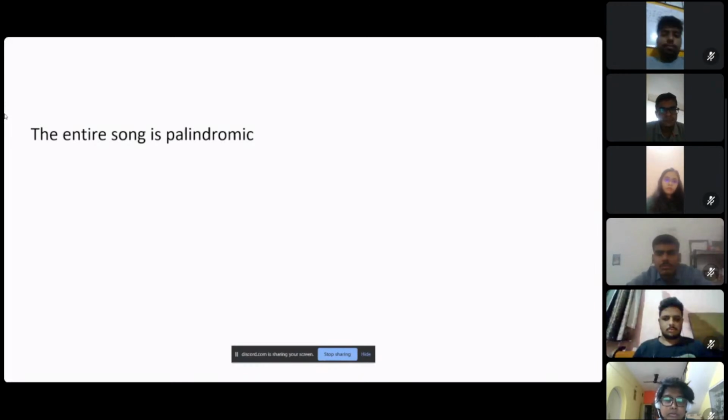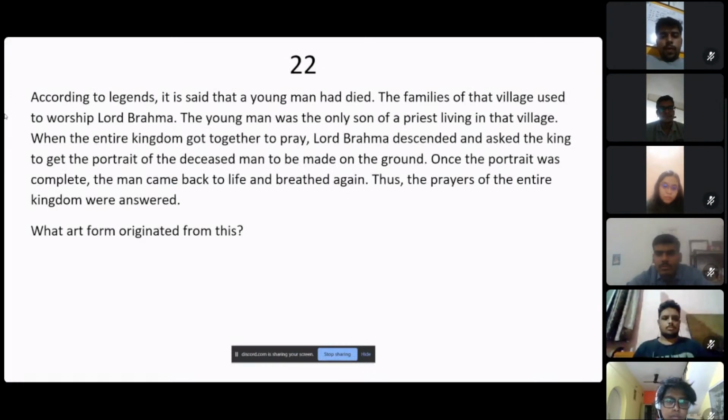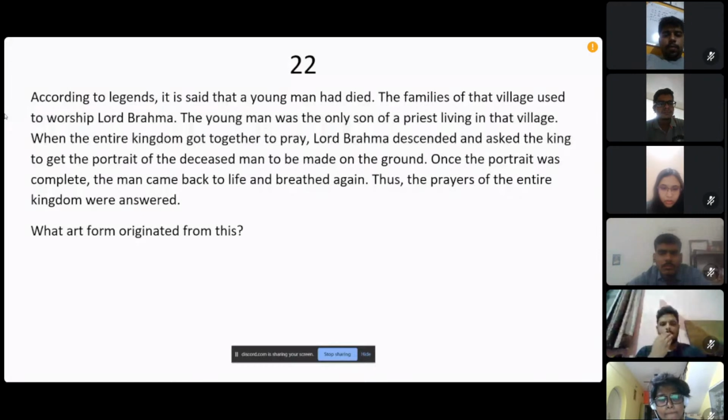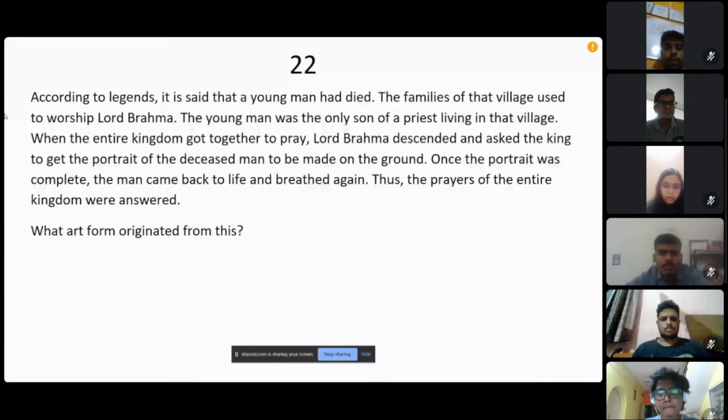P4 got the question incorrect. And the direct question is on P7. Next question, please. According to the legends, it is said that a young man had died. The families of that village used to worship Lord Brahma. The young man was the only son of a priest living in that village. When the entire kingdom got together to pray, Lord Brahma descended and asked the king to get the portrait of the deceased man made on the ground. Once the portrait was complete, the man came back to life and breathed again. Thus, the prayers of the entire kingdom were answered. What art form originated from this?